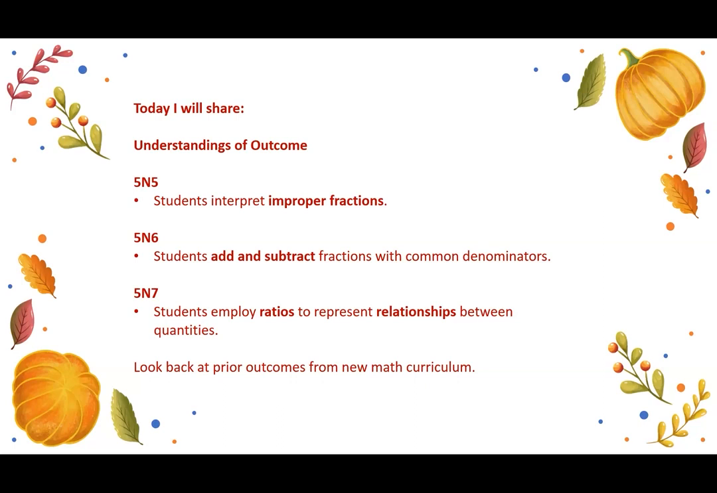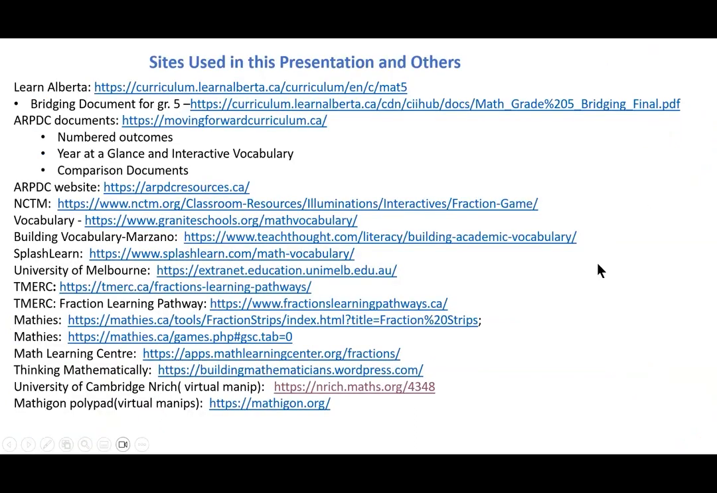5 and 7, they're going to look at ratios to present relationships between quantities. And then we're going to look at what comes before. So students, we've already talked about fractions, we've talked about percentages in previous grades, and now we're looking at ratios. And the most important thing at the beginning is we're going to look back at those prior outcomes from the new math curriculum, because with fractions, it's important to know that.